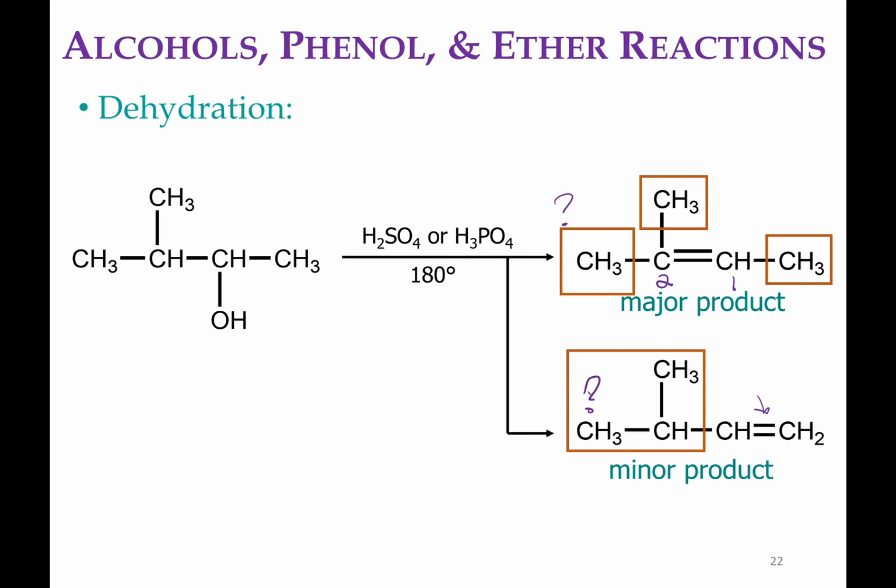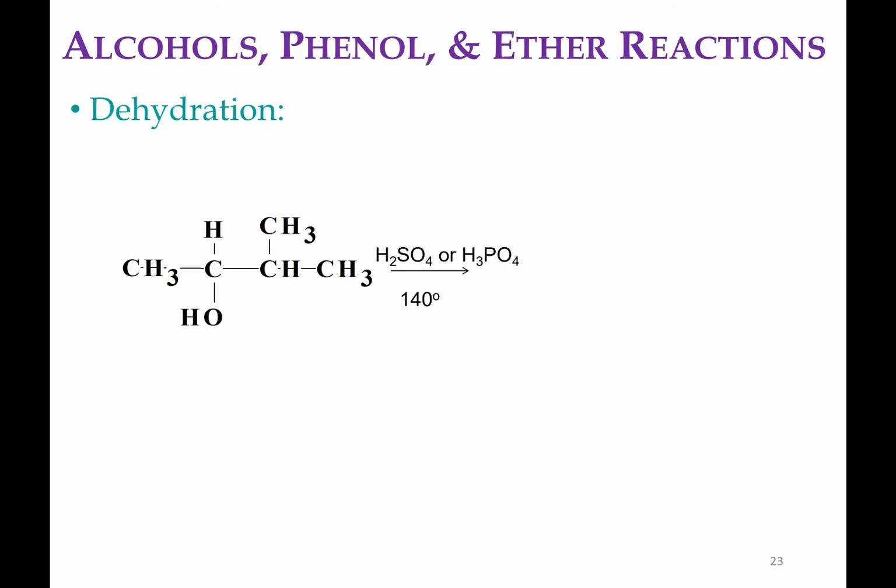Let's look at another dehydration. So this one's being done. Why don't you practice and see if you can figure out what's going to happen here, but look at what is reacting. H2SO4 or H3PO4, so we have a strong acid, and we have 140 degrees. And let's say we have unlimited amounts of this, so we have at least 2 if we need it. What do you think is going to happen?